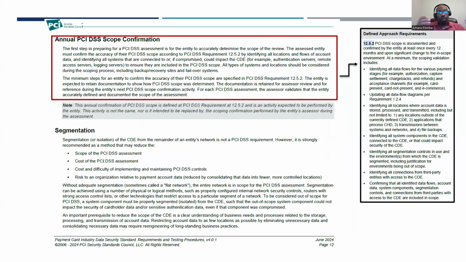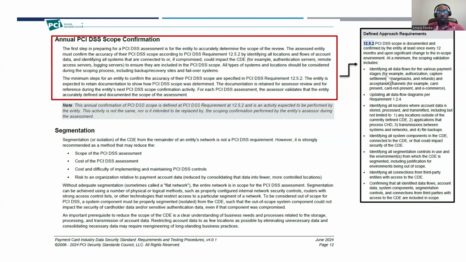Now, when you're performing your annual PCI scoping confirmation, the first thing that you need to do is address requirement 12.5.2. I won't go much into that, because you can see it on the screen here, but the first step of preparing for a PCI assessment is to accurately determine what your scope will be. For example, you need to identify all your locations, the flow of your account data, and all the systems that are connected to, or that could impact the security of, your CDE.